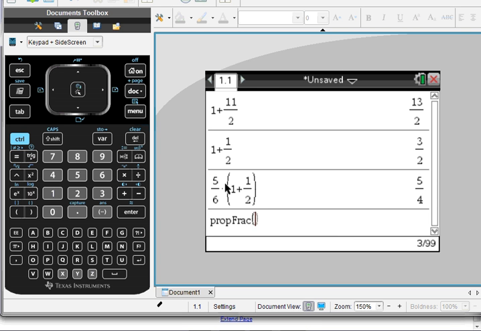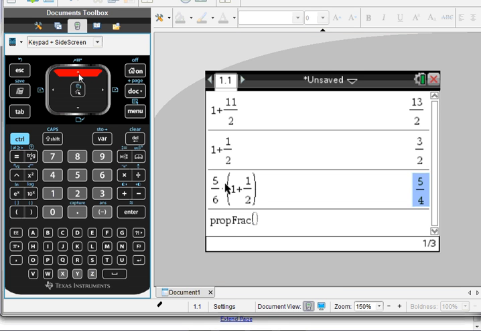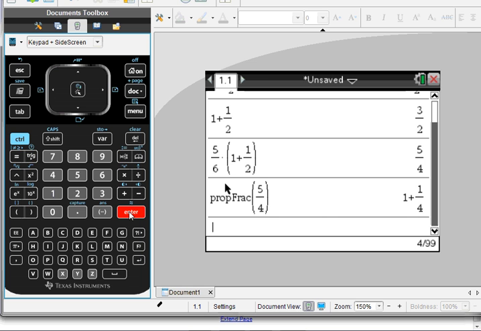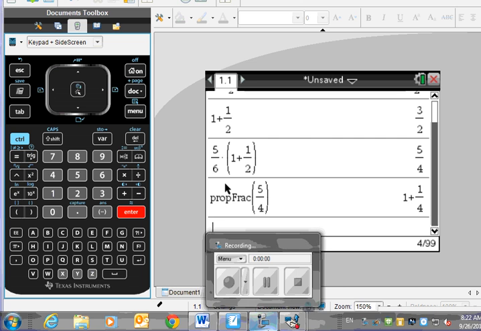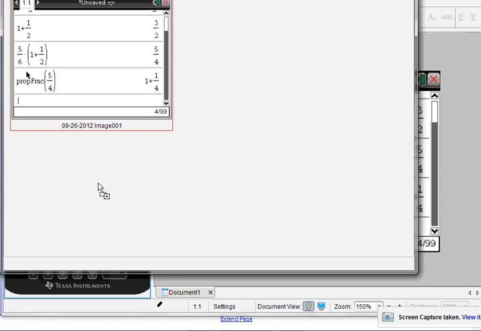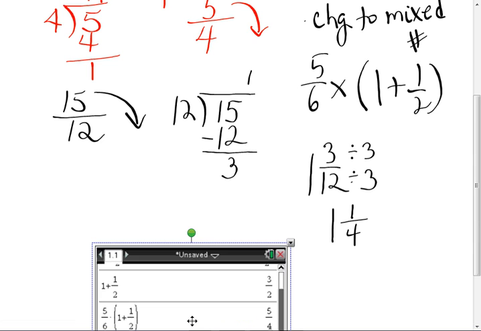Proper fraction, and then I can go up and arrow up, or I can type in 5/4. It doesn't matter. And then when I highlight it like that, I press enter, it'll put it in there, and I press enter again, and it gives me the 1 1/4. And I'm going to take a picture of that, maybe. It's just a pain. There it goes.